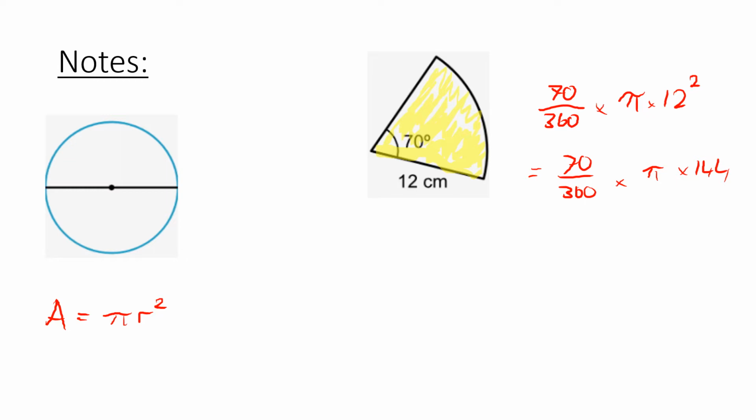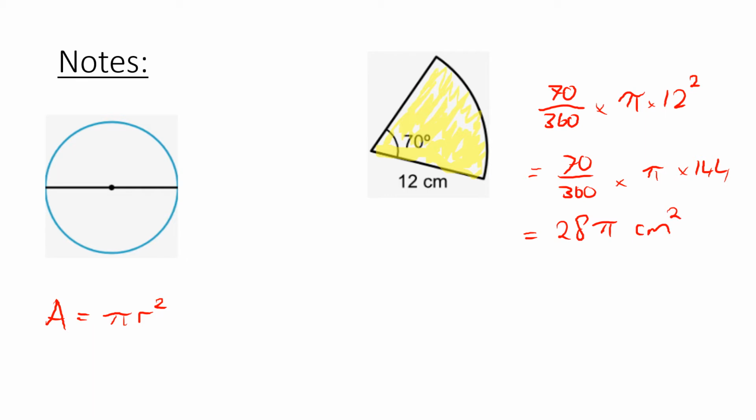So into your calculator to simplify that. 70 over 360 times 144. That will give you a simplified 28 pi. And my units this time, centimeters squared.